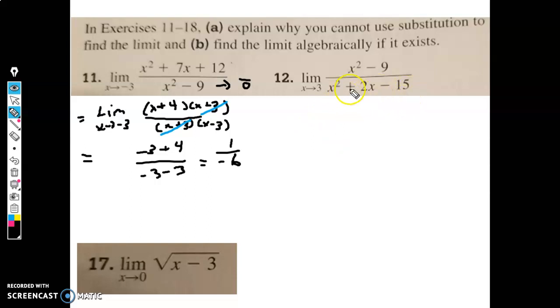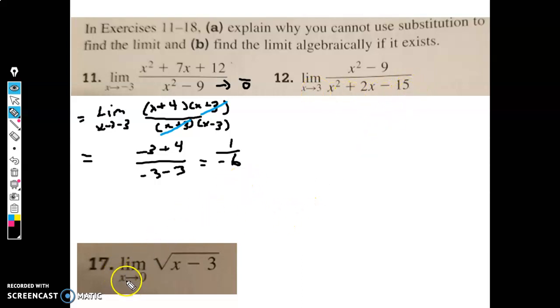Alright, you do the same thing on number 12. It's just kind of like reverse, so I'm not going to bother doing that one for you guys. You just got to factor the bottom, factor the top, and it will cancel out here. One of the factors, probably the x minus 3 factor, will cancel out.